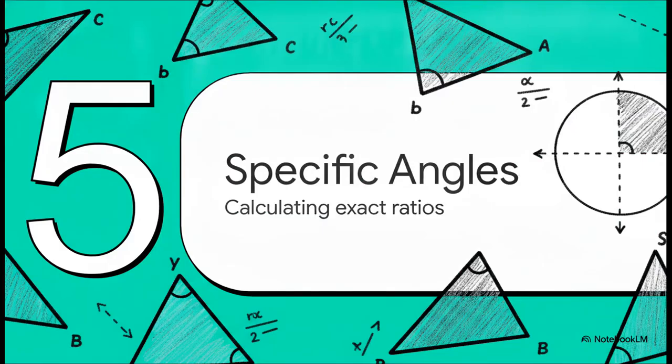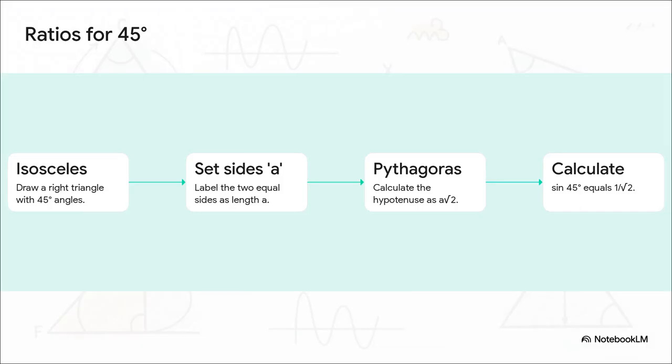Knowing that these ratios are basically universal truths, let's hit our final section. Section 5. Ratios for specific angles. Calculating exact ratios. Let's try figuring out the ratios for a 45-degree angle. And hey, you don't need to go memorize some giant table for this. You can literally just build it in your head.